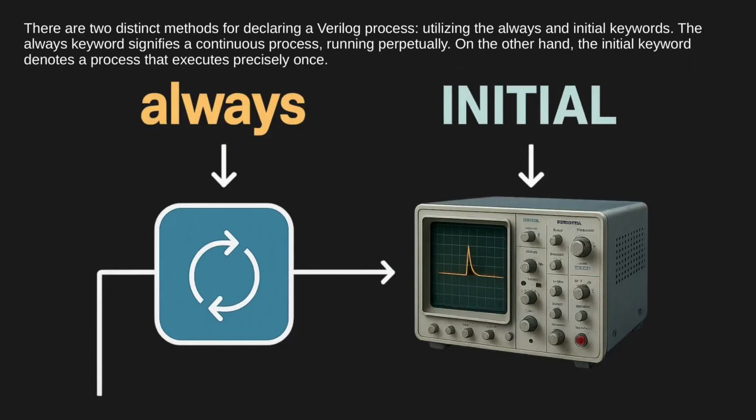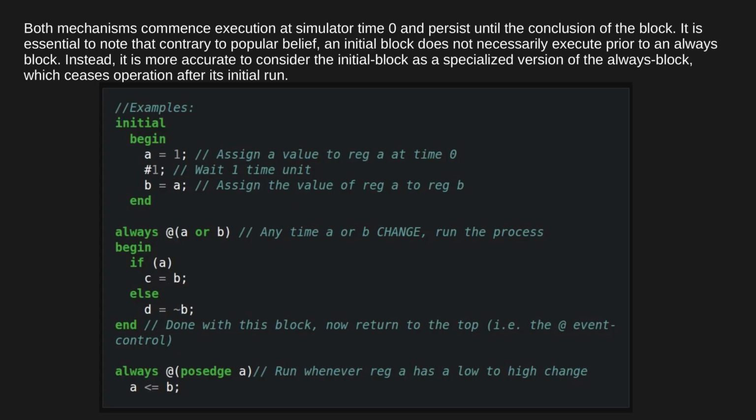There are two distinct methods for declaring a Verilog process, utilizing the always and initial keywords. The always keyword signifies a continuous process, running perpetually. On the other hand, the initial keyword denotes a process that executes precisely once. Both mechanisms commence execution at simulator time 0 and persist until the conclusion of the block. It is essential to note that contrary to popular belief, an initial block does not necessarily execute prior to an always block. Instead, it is more accurate to consider the initial block as a specialized version of the always block, which ceases operation after its initial run.